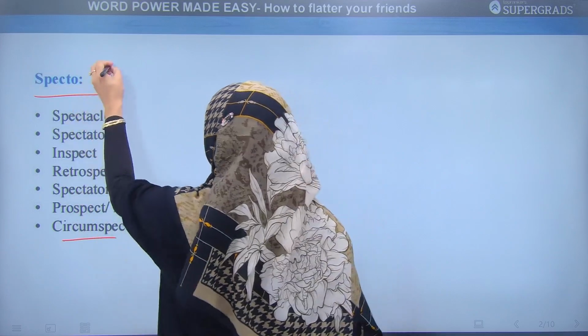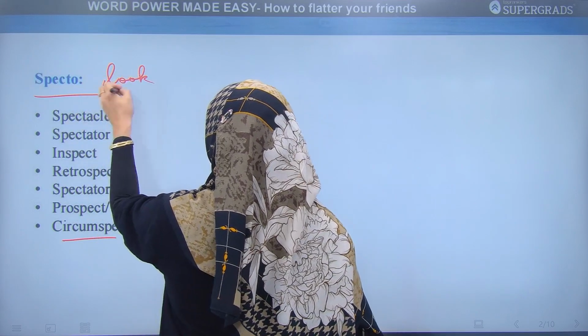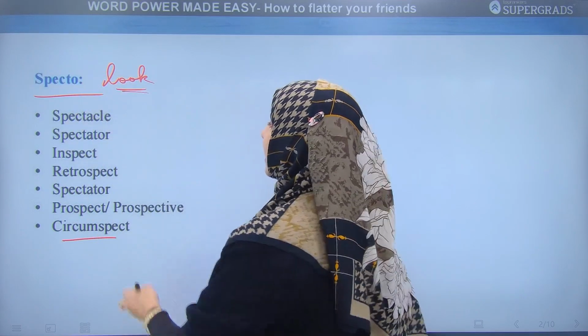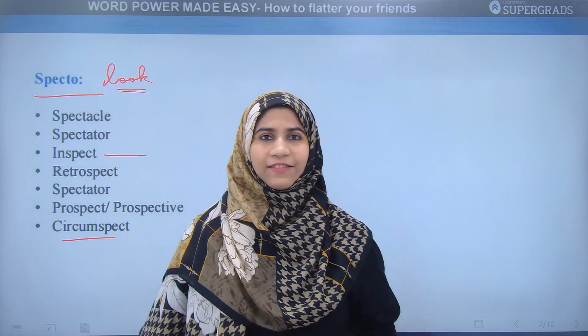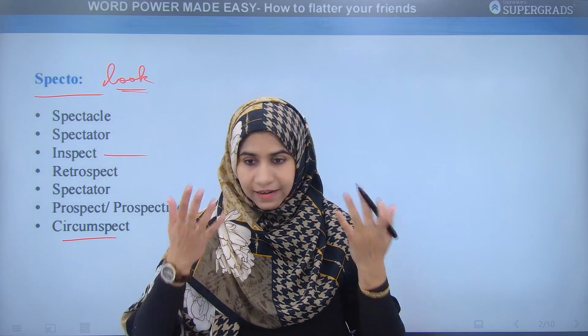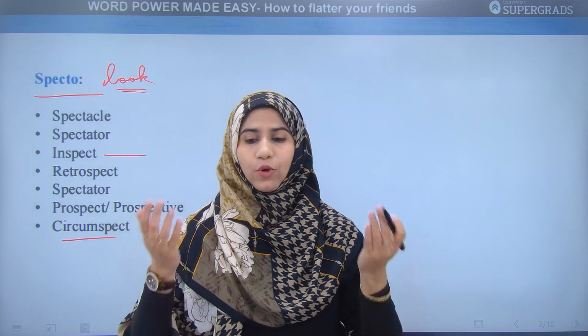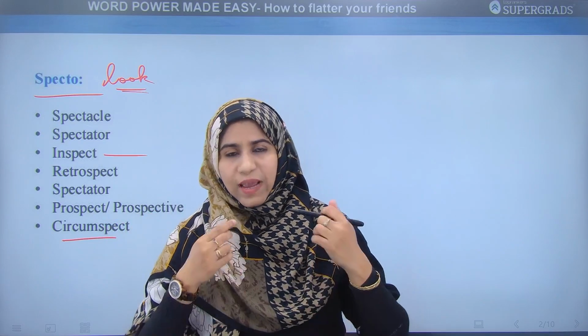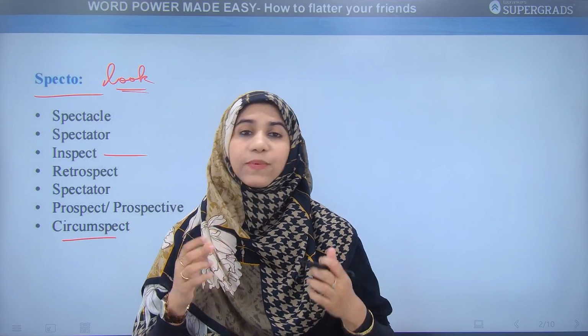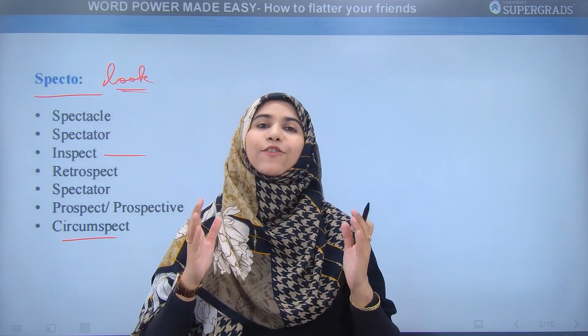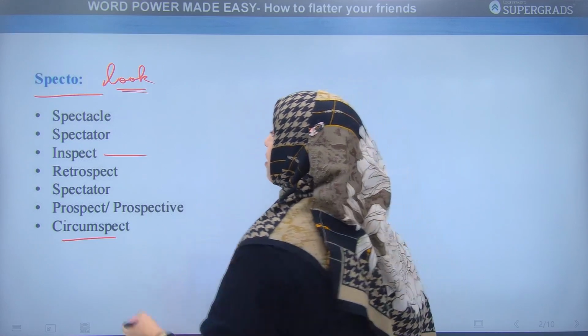Specto means look, right? So when we say inspect, in, and look. Specto means look. So inspect is to look inside. You investigate, you scrutinize, you examine something. That is to inspect, right?